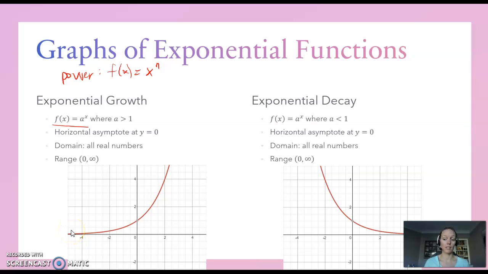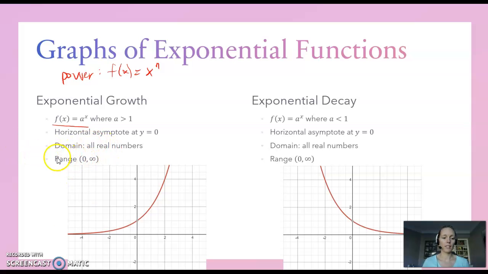Growth is exactly what it sounds like. It means that your graph grows from left to right. It's going to go up exponentially. Okay, exponential growth functions have a horizontal asymptote at y equals 0. You'll see that this line kind of flattens out. And the farther you look to the left, it will get closer and closer and closer to 0, but it won't actually ever touch it.